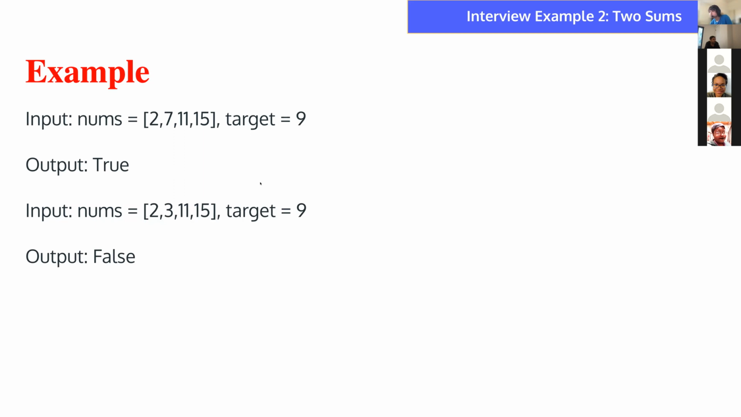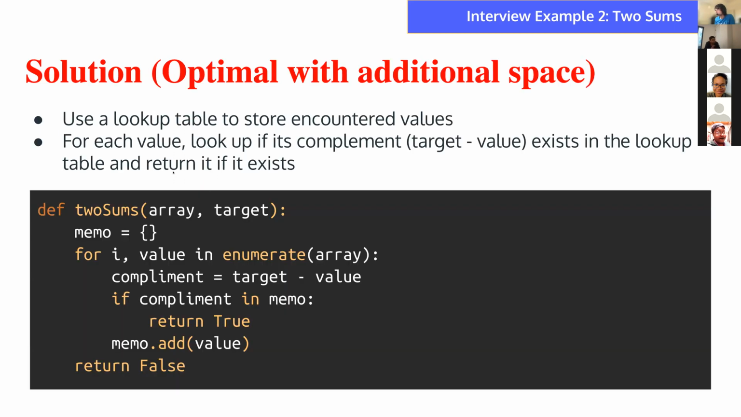With this one, you have 2 in there, you see if 9 minus 2, 7, is in it, there isn't. You look 9 minus 3, 6, is in it, it isn't. 9 minus 11, -2, 9 minus 15, -6, none of those numbers are in it, so you return false. So this is another solution as well. There's a lot of different solutions to this.